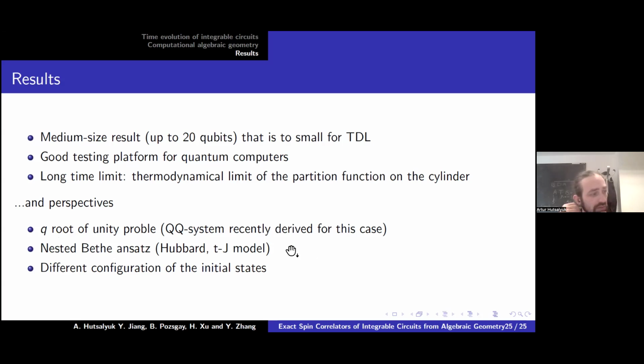Because technically, when we deal with such a small system, we don't even need a determinant representation for scalar products or these overlaps. It raises a problem in this situation that for nested Bethe Ansatz the Gröbner basis would be more and more brutal, more and more computationally heavy. And well, also, of course, there is always a degree of freedom to choose a different configuration of the initial state. Not just domain wall states, but a little bit more.